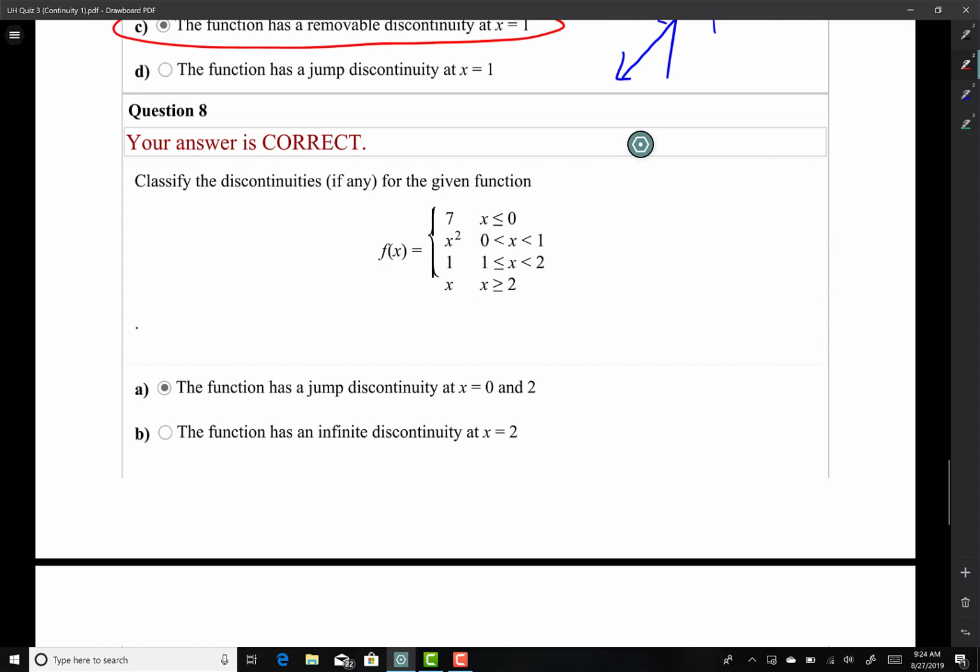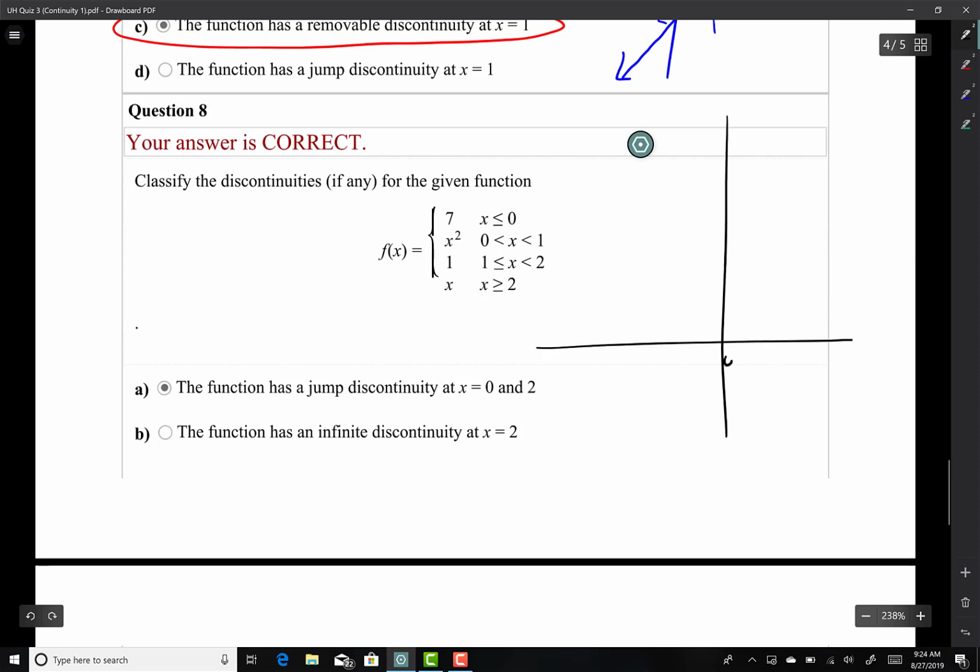So this one, let's see. Let me draw a grid first, guys. Let's see, 0, 1, 2. All right. To the left of 0, it's always 7. So I'm going to say 7's right here. That's 7. Between 0 and 1, I look like x squared. So I'm going to count this as red. So 0 hole, and it's a little curve, a parabola until you get to 1, and that y value is 1 at 1.